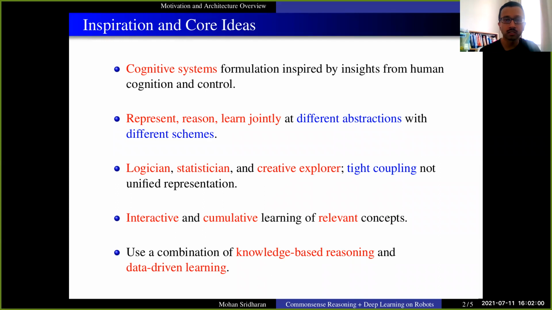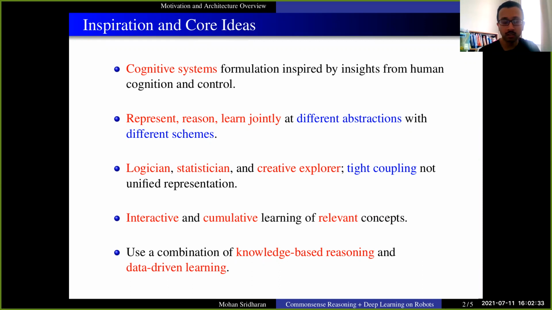The approach we are taking here is inspired by a cognitive systems formulation and from insights obtained from human cognition and control. The idea here is to represent, reason and learn jointly at different abstractions using different schemes, but not to go for a unified representation or a representation where there are separate modules that call each other, but instead have something in between that has a nice formal coupling between these different representations and reasoning schemes. So you could view this as a logician, statistician, and a creative explorer all existing together inside a robot.